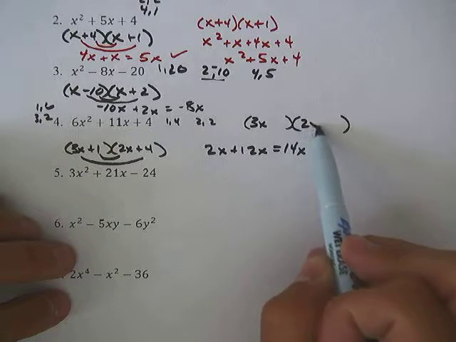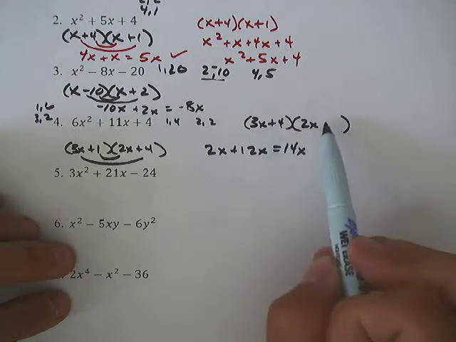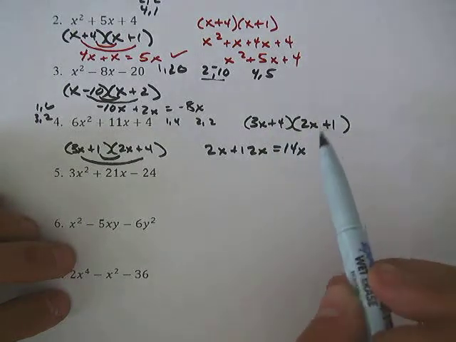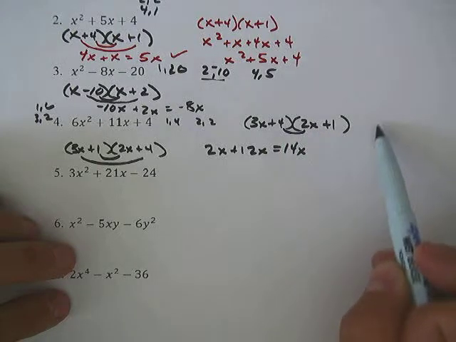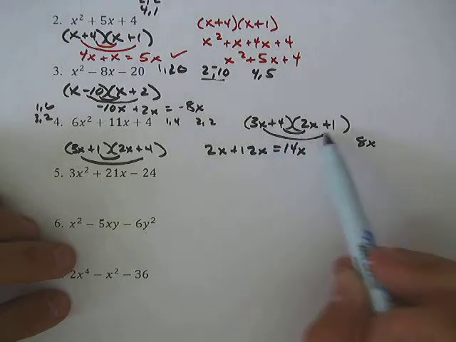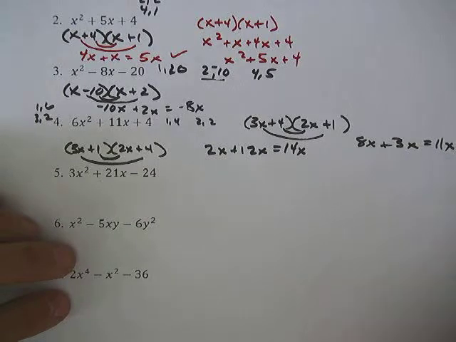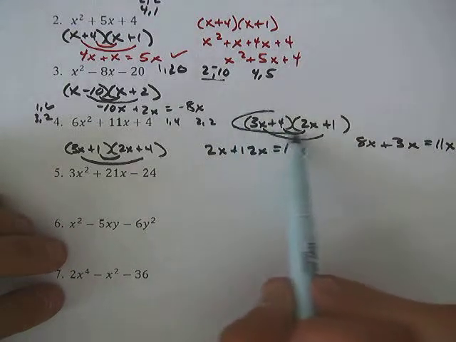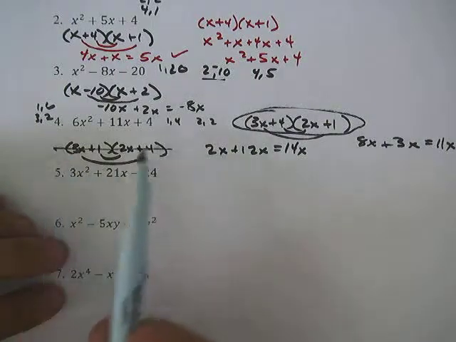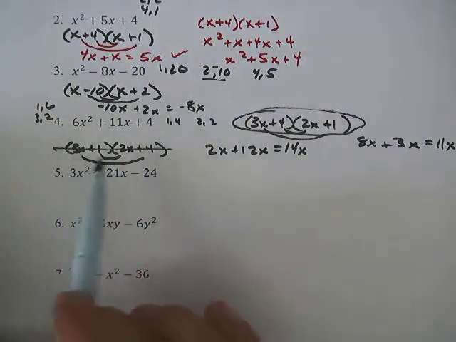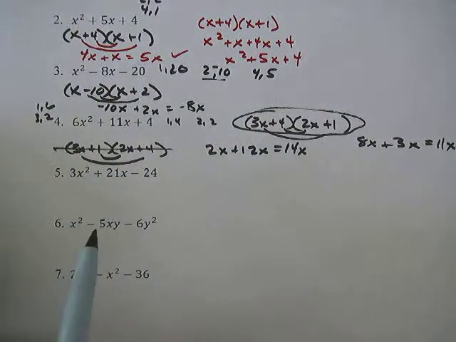So maybe I just need to switch my numbers around. So let's try it again. I'm going to put it over here. 3x, 2x. What if I put the 4 here and then the 1 here? Now if I multiply the inside numbers, I get 8x. Multiply the outside numbers, I get 3x, which add up to 11x. So I did it right this time.